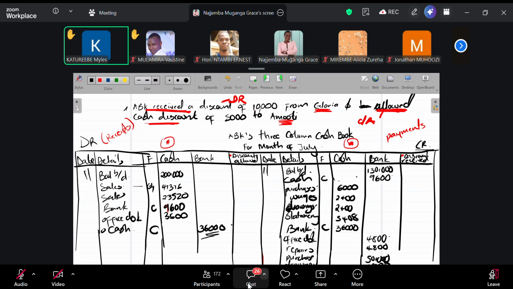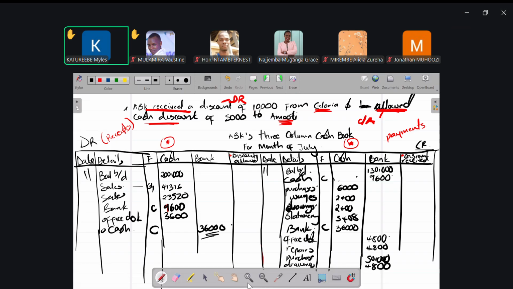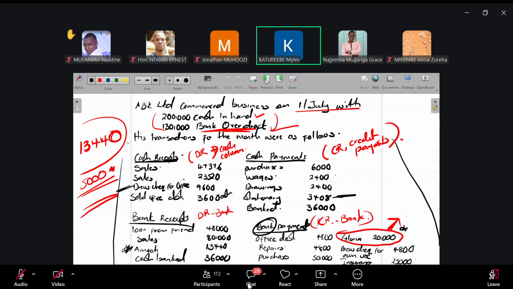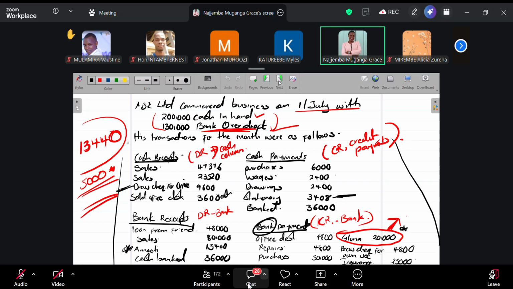So mine was a question. I didn't really understand the part for withdrew check for office, the contra. Grid check for office, the one where you have 9,600 and you have to put it on both sides. Under cash receipt, it's the third transaction. Yes, withdrew check for office.